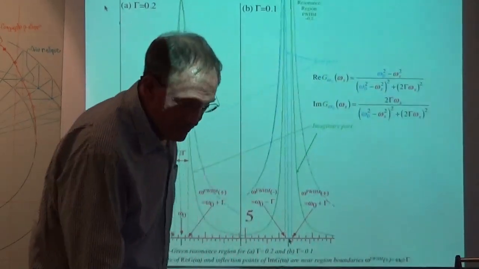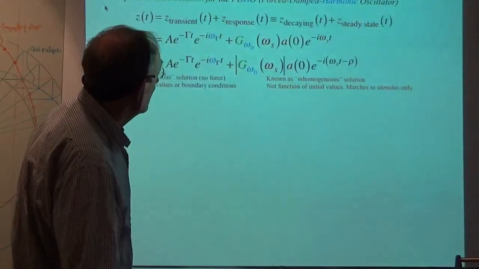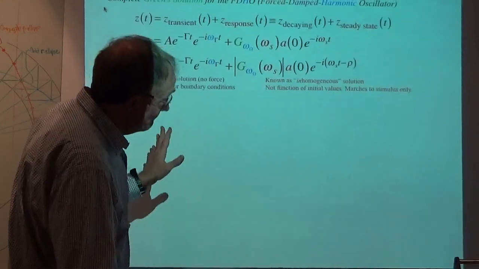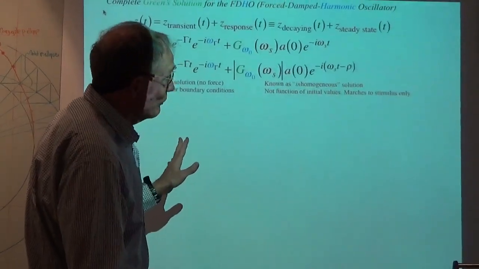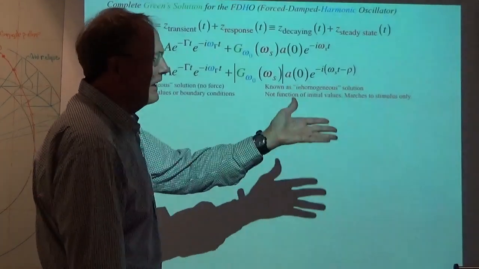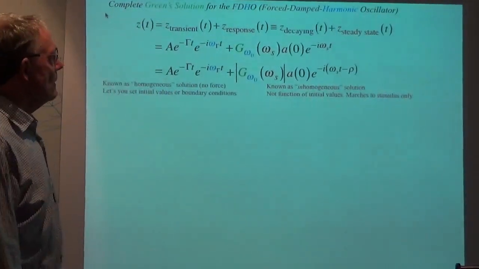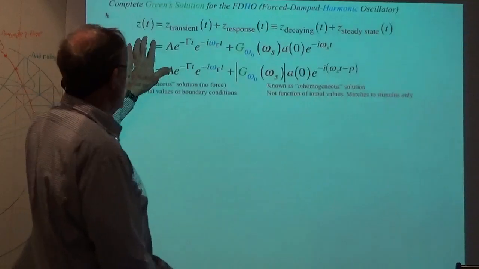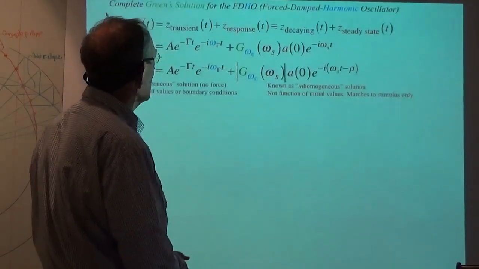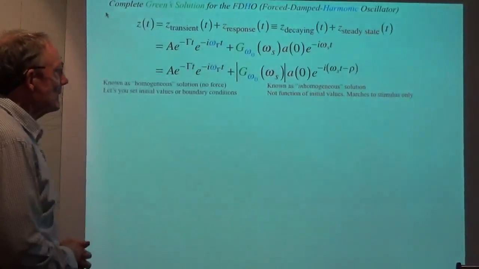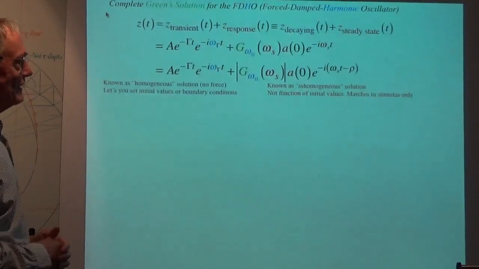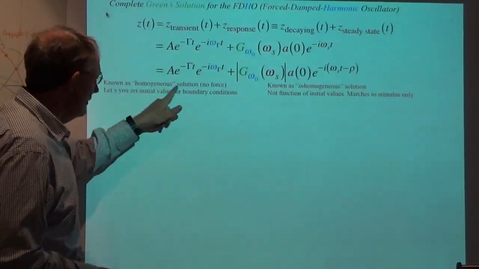Let me look ahead here and see if I have a picture of what it is we're going to get. Maybe we ought to look at this before we look at the picture, because something really weird is going to happen, and I've got to explain it. Here is the whole solution: what's called the inhomogeneous solution being added to the homogeneous one.